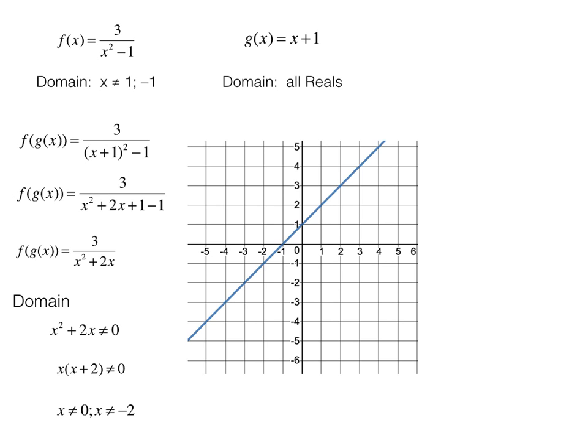Now even though the domain for f of x is x cannot equal 1 or negative 1, that doesn't pertain to the domain of the composite function. Here's a graph of the composite function. You can see that the only x values that are not allowed are 0 and negative 2.